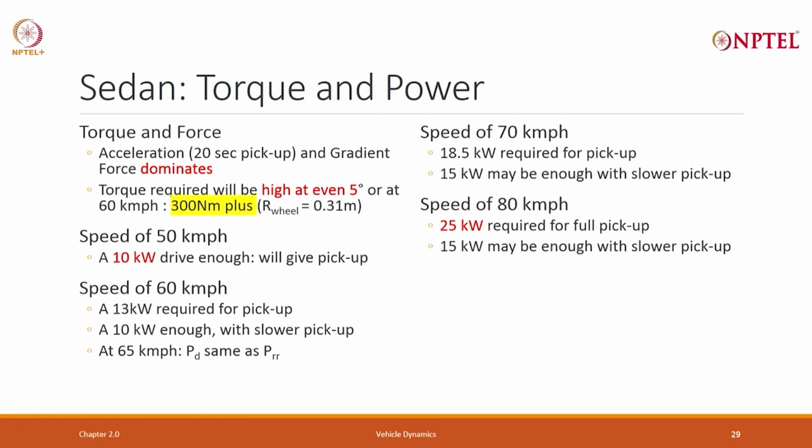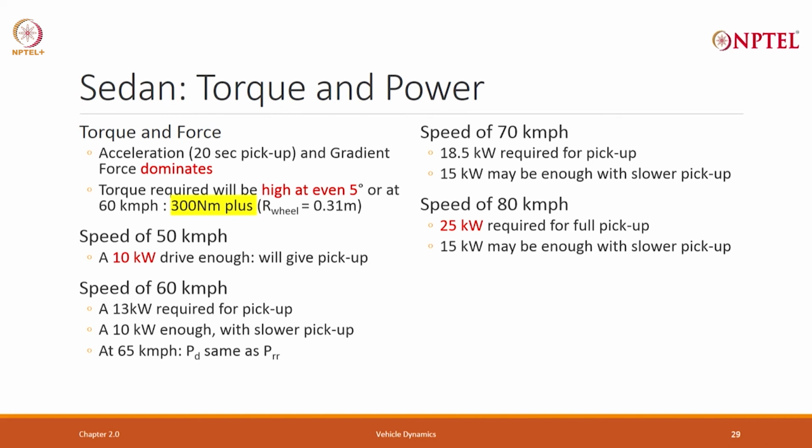At 80 kilometer per hour, you suddenly require almost 25 kilowatt. For acceleration plus drag and rolling resistance, you require a 25 kilowatt motor. 15 kilowatt may be enough if you are not willing to have very fast pickup. So, the new e-Verito has about 25 kilowatt motors. It all comes from these numbers.